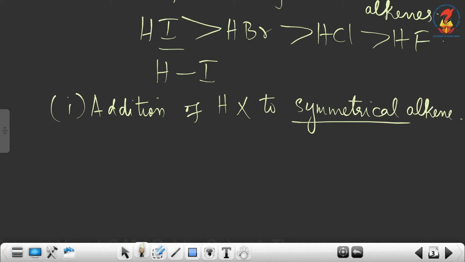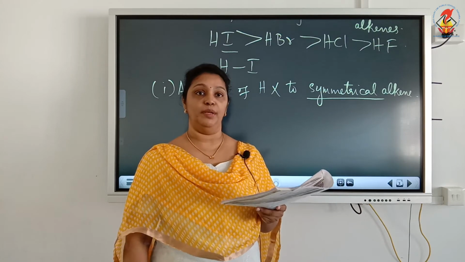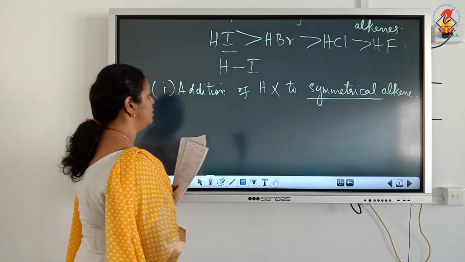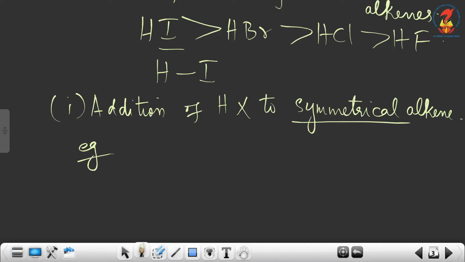Now, what do you mean by symmetrical alkene? Symmetrical alkene means equal number of carbon atom on either side of the double bond. That's a symmetrical alkene. Now, I'll give example for the addition of hydrogen halide to symmetrical alkene. Example. CH2 double bond CH2. Now this is ethene. It's a symmetrical alkene because equal number of carbon atom on either side of double bond. We have one carbon on this side and one carbon on this side.